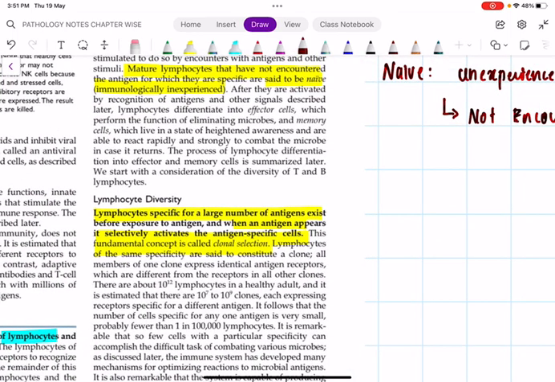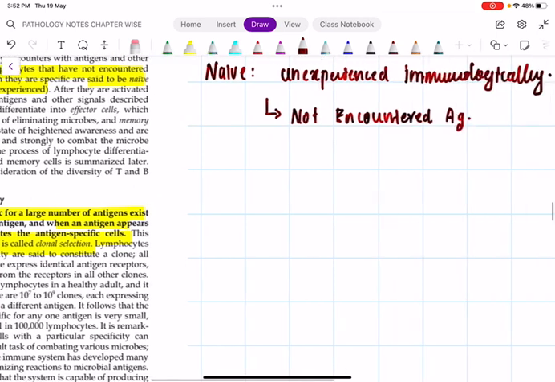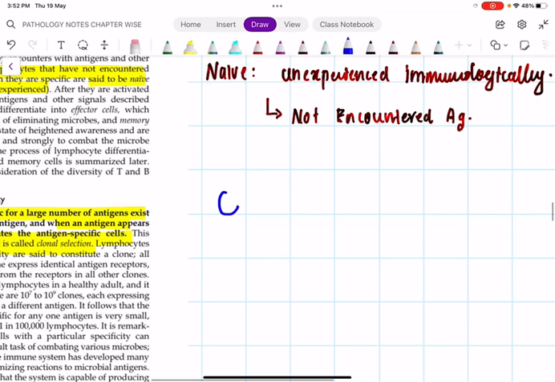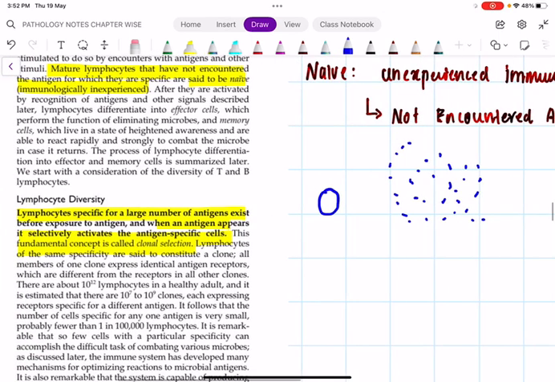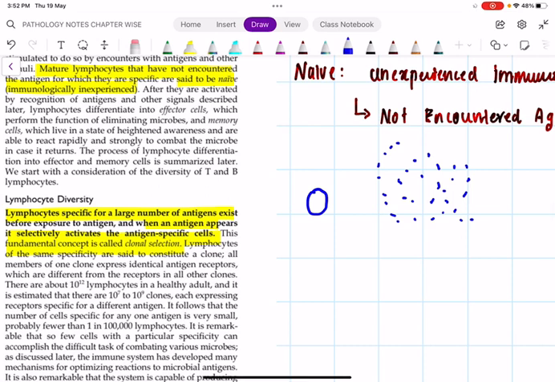Remember, the lymphocytes specific for a large number of antigens exist before exposure to antigen. We have a lot of lymphocytes, as I told you, naive cells. Suppose I am drawing here, this is one lymphocyte, and dot dot dot, these are various antigens. Fine. So before these lymphocytes are exposed, before exposure.